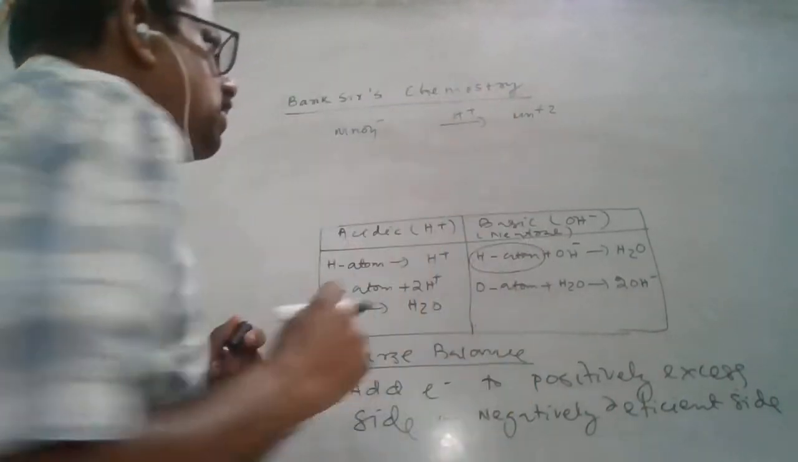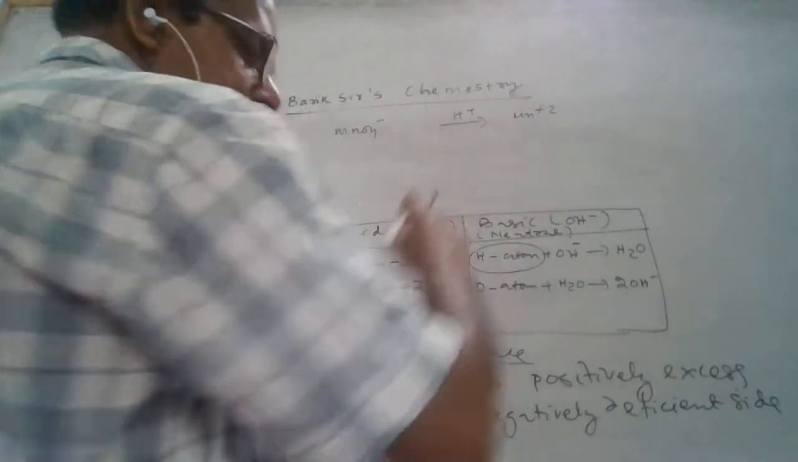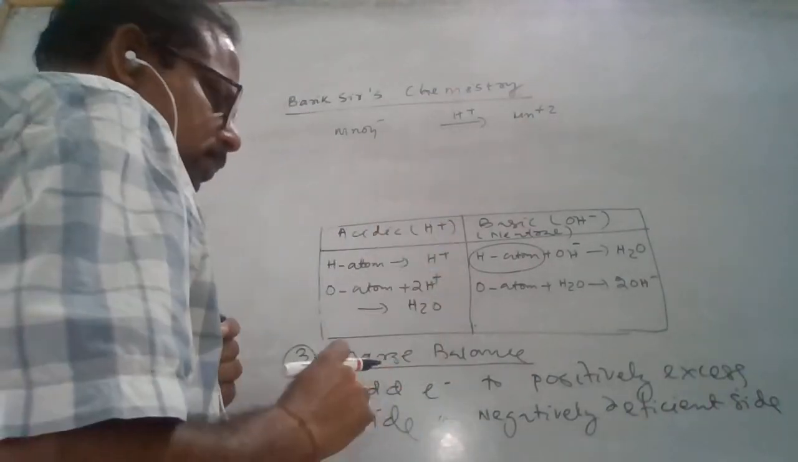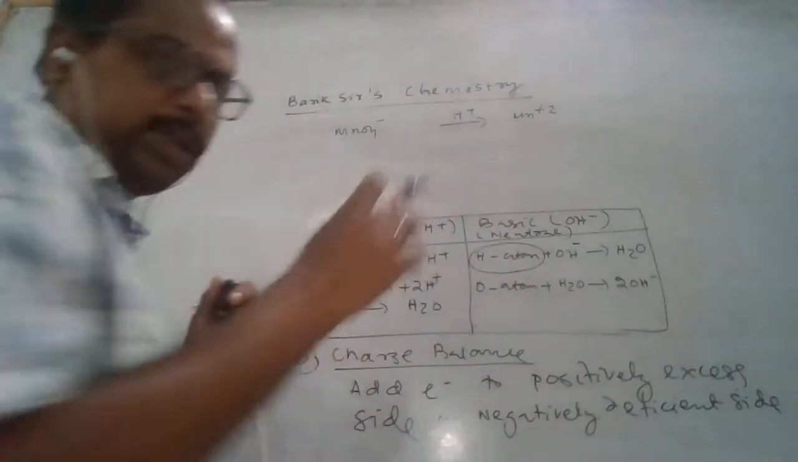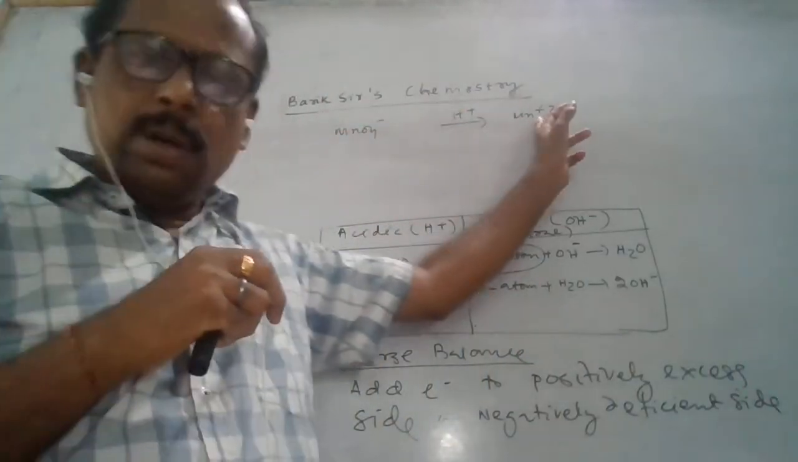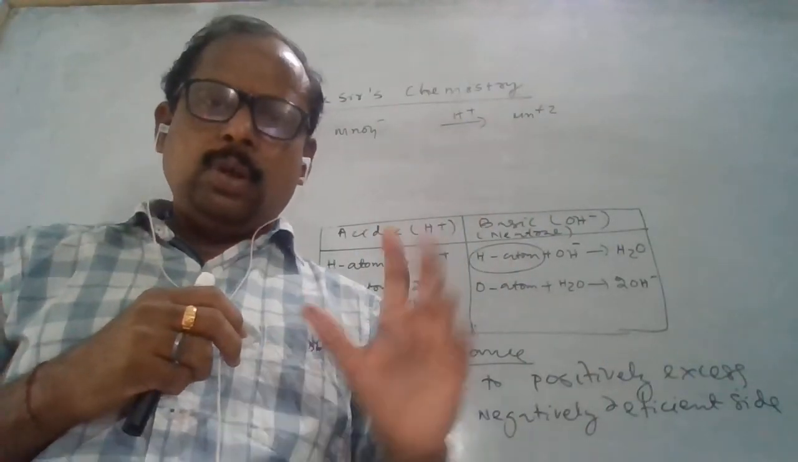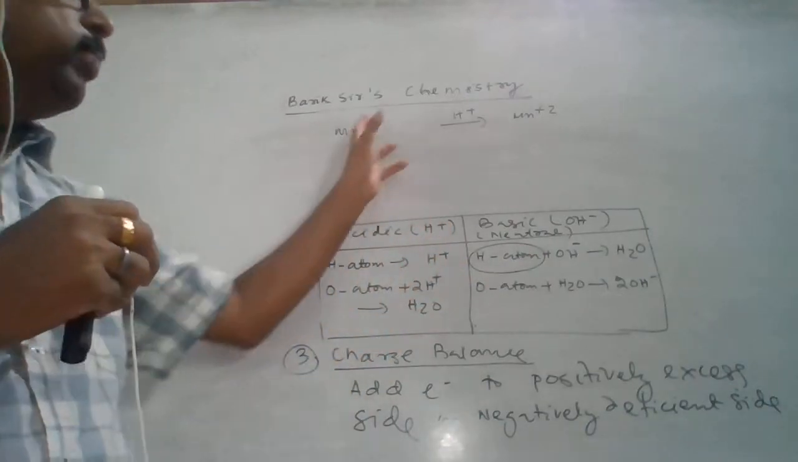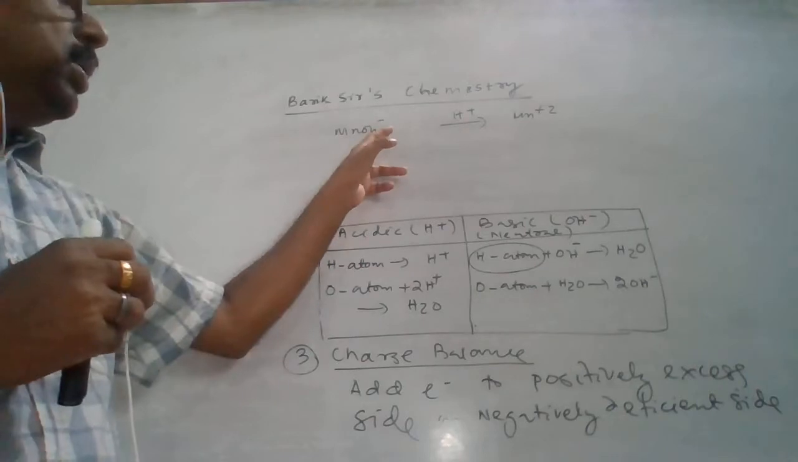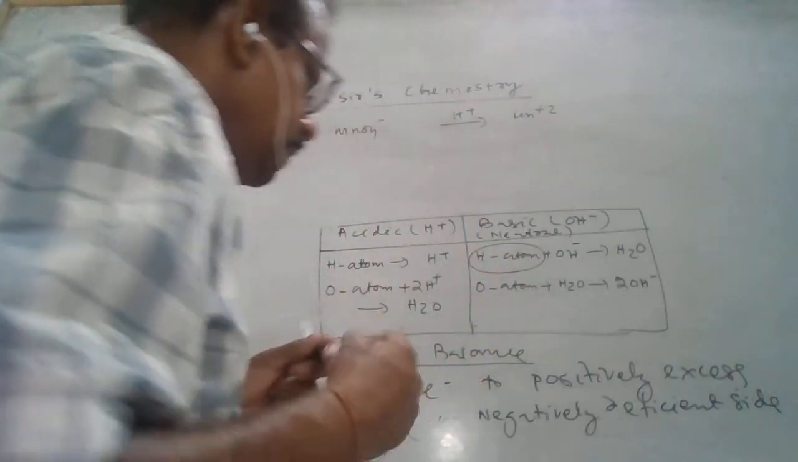So MnO4 minus converted to Mn plus 2. This is the permanganate ion, and this is the manganese ion. In this equation, other than oxygen, there is nothing to be balanced. This side is one manganese, this side is one manganese, so manganese is balanced on both sides. We don't need to balance the manganese atom because there is only one on both sides. But the oxygen this side is 4, and that side there is no oxygen. So oxygen needs to be balanced.